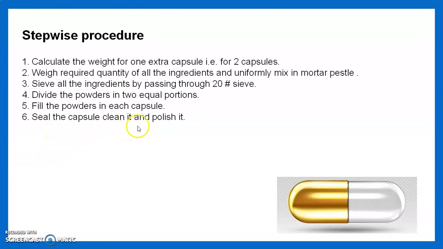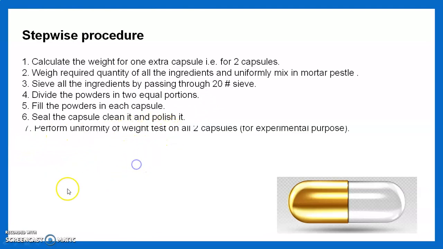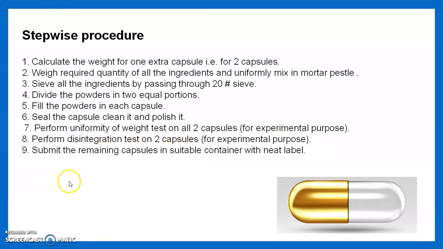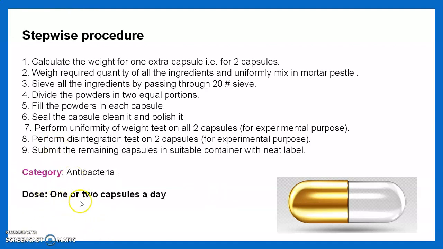Seal the capsule and then polish it with paper or polishing cloth. Perform the uniformity of weight test for both capsules. Perform the disintegration test for 2 capsules and submit the remaining capsule in a container. But here, if you perform the disintegration test, we do not have any capsule for submission. Category is antibacterial. Dose is 1 to 2 capsules a day.